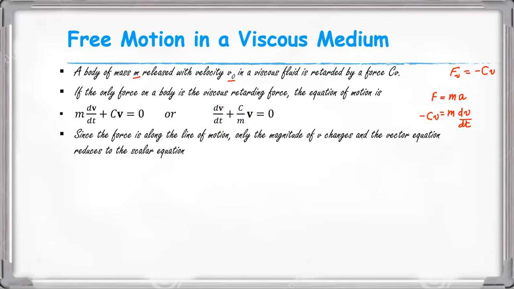Okay, we replace the velocity vector by its magnitude. So we write dv divided by dt plus c by m into v. Here we use only scalar quantities, only the speed or the magnitude of the velocity. Okay, this is the equation.